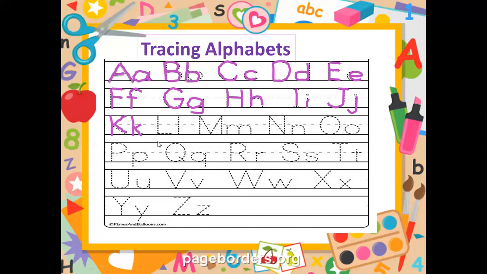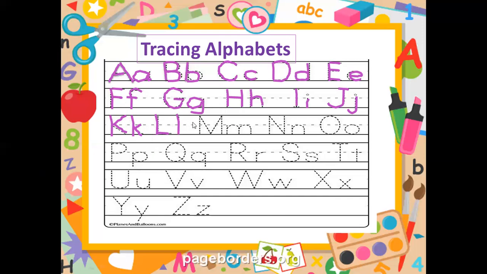Now let's learn the letter L. Capital letter L: how will you draw it? A standing line and a sleeping line at the bottom. And for the small letter L, lowercase letter L, just a simple standing line from top to the bottom.